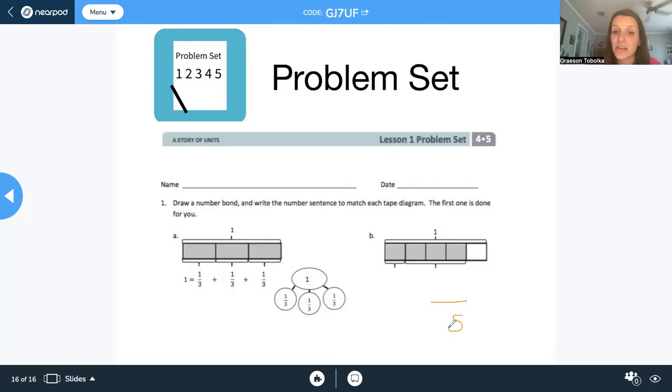And how many are shaded? Well, on our unit fraction for our first one, we have 1/5. And then our second one, we have how many there? We have 3/5, which gives us our total of 4/5.